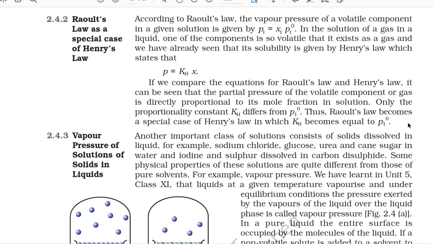If we compare the equations for Raoult's law and Henry's law, it can be seen that the partial pressure of the volatile component or gas is directly proportional to its mole fraction in solution. Only the proportionality constant, Henry constant, differs from P01. Thus, Raoult's law becomes a special case of Henry's law in which Henry constant becomes equal to P01.